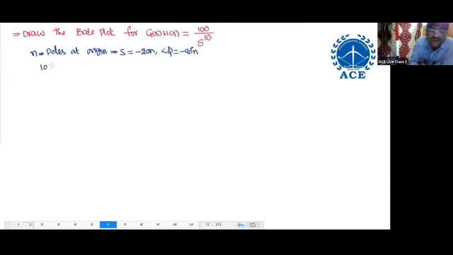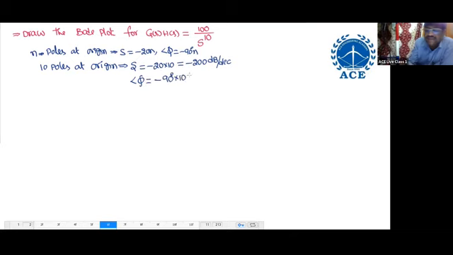So now 10 poles at origin. Slope equal to minus 20 into 10. So that means minus 200 dB per decade. Next, phase angle is minus 90 degrees into 10. So minus 900 degrees. That's all. Minus 900 degrees. Next. Slope and phase angle are done.